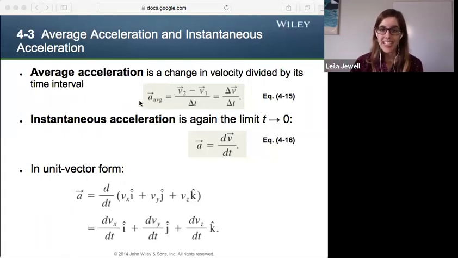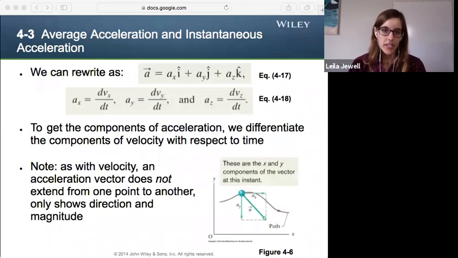Instantaneous acceleration is again looking at the limit of our average acceleration as the time interval approaches 0. And so this then becomes a derivative, that the acceleration is the derivative of velocity with respect to time. So in unit vector form, we can once again write this as the derivative of all of the x, y, and z components of velocity, or that the acceleration is dvx/dt, dvy/dt, dvz/dt.